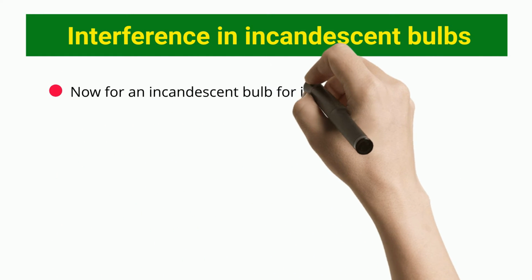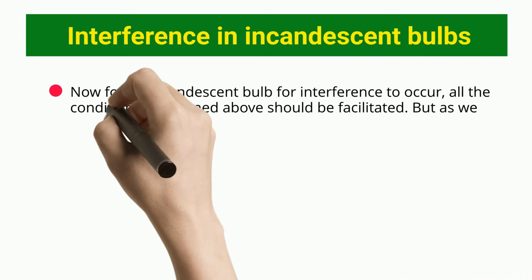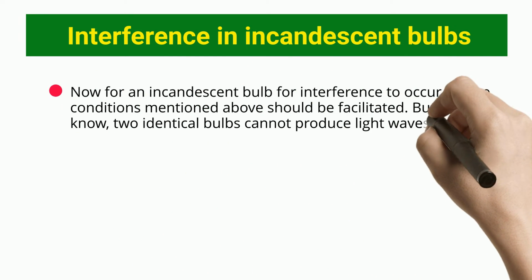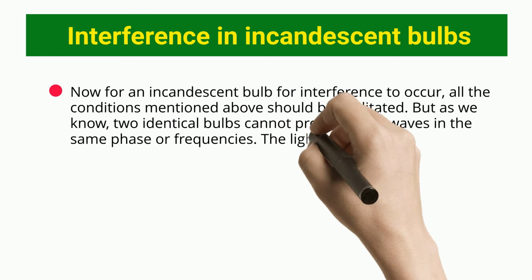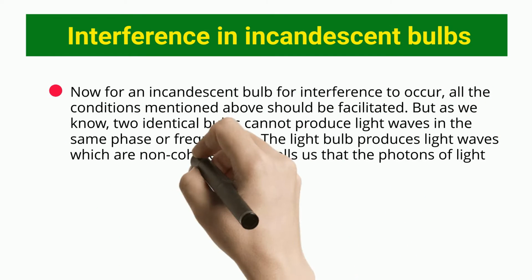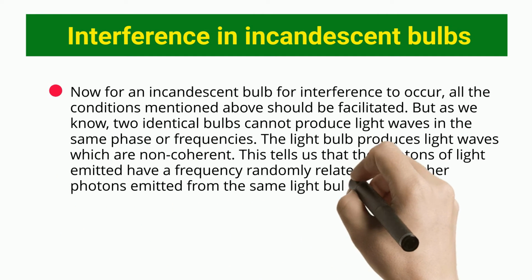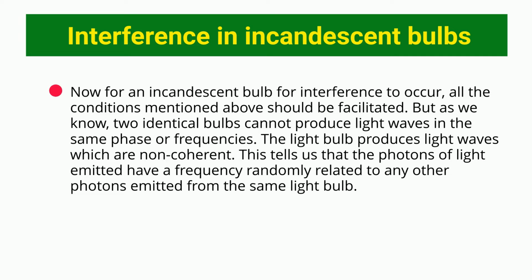Now for an incandescent bulb, for interference to occur, all the conditions mentioned above should be facilitated. But as we know, two identical bulbs cannot produce light waves in the same phase or frequencies. The light bulb produces light waves which are non-coherent. This tells us that the photons of light emitted have a frequency randomly related to any other photons emitted from the same light bulb.